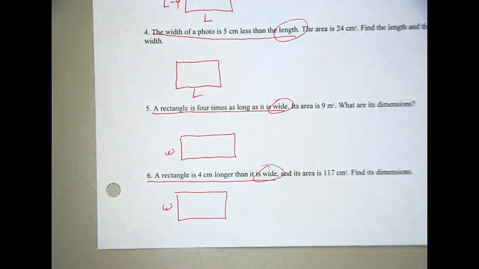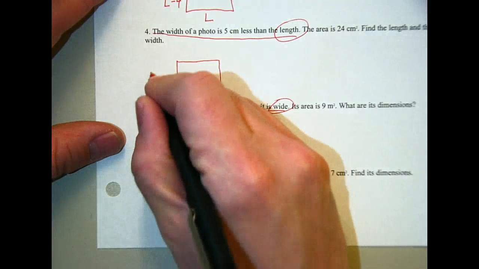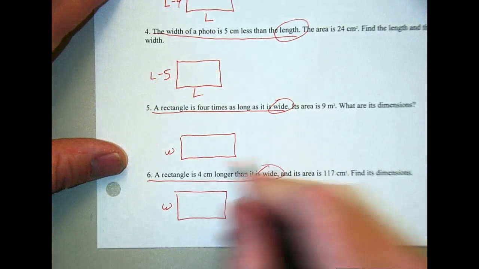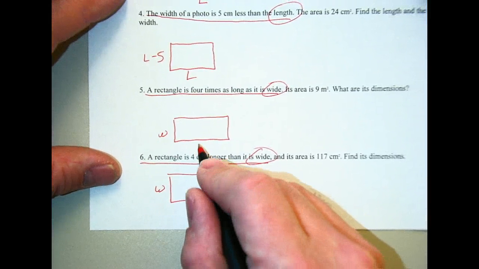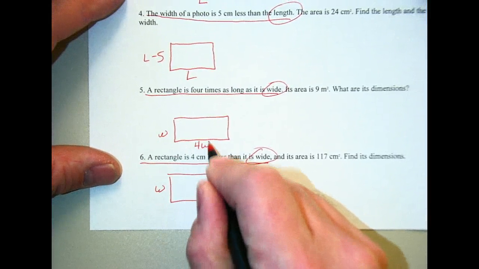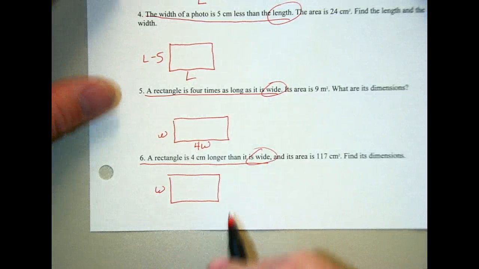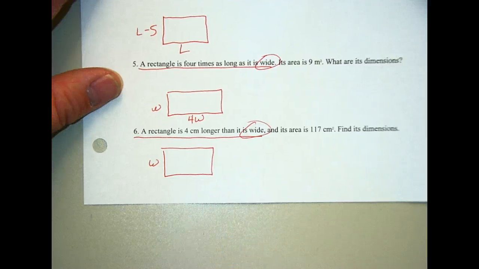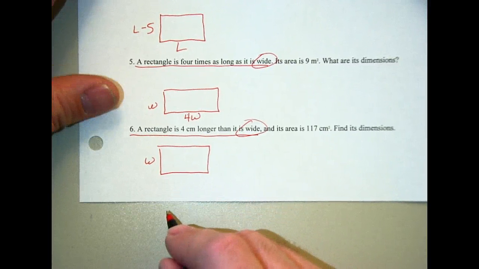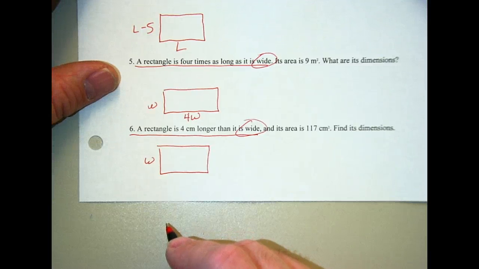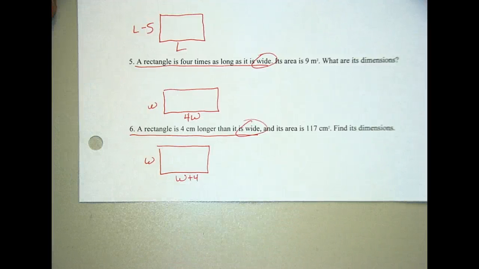All right. Jennifer, what'd you get for 4? L minus 5. All right. Jaden, what'd you get for 5? Yeah, width times 4. 4W. Another way we could write it. Right? Bobby, what'd you get for 6? W plus 4. W plus 4. All right. How many got those?